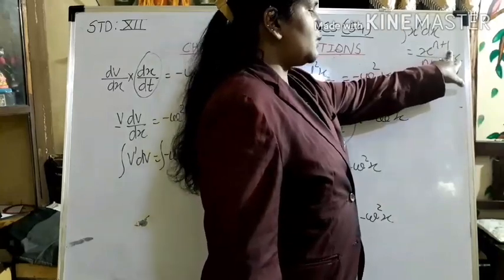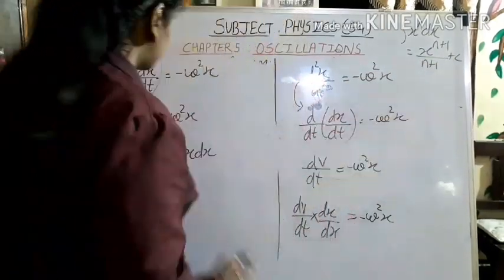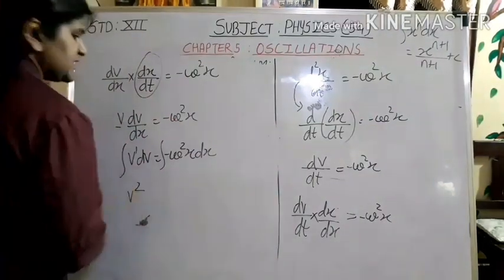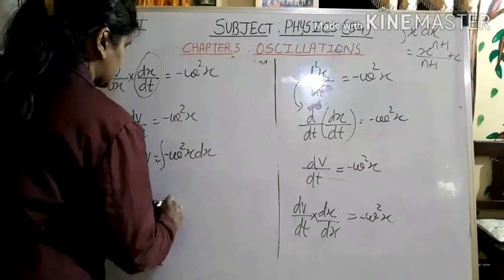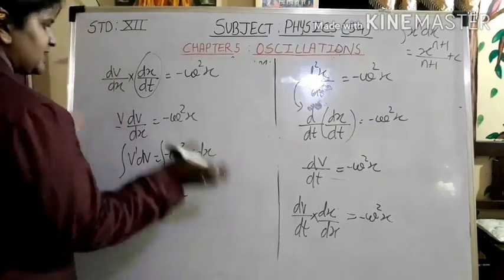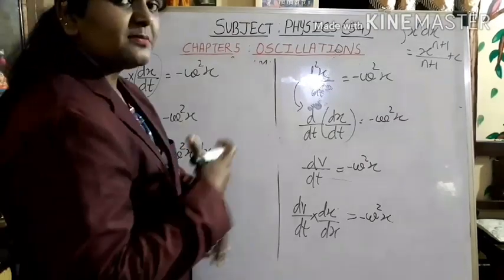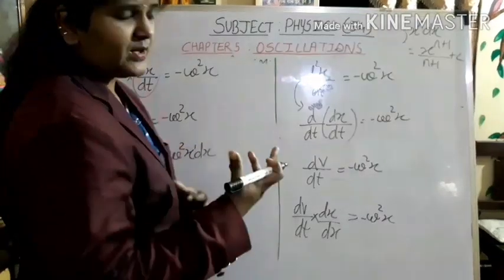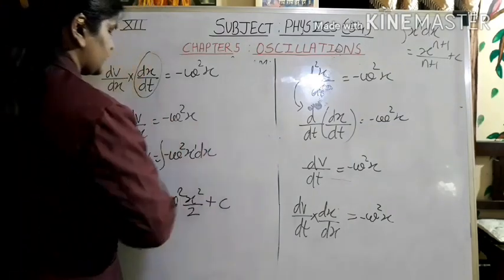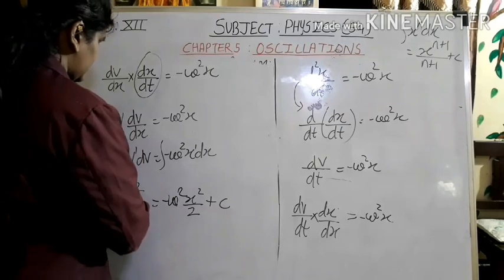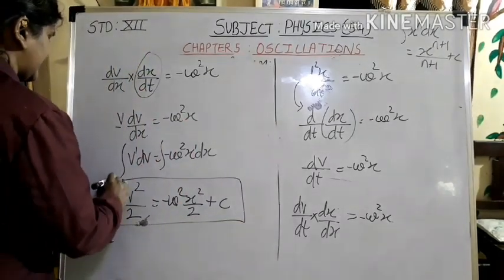So 1 plus 1 divided by 1 plus 1 will be 2 by 2. As omega square is constant, it will get outside the integration sign. Again over here, x raised to 1 is there, so by integrating, it will become x square by 2, plus the constant of integration. So you are getting this much of the equation by integrating.